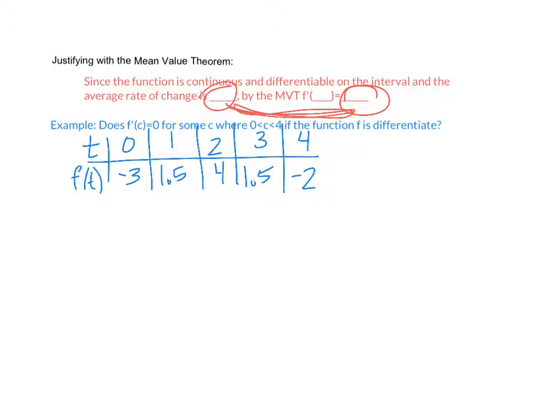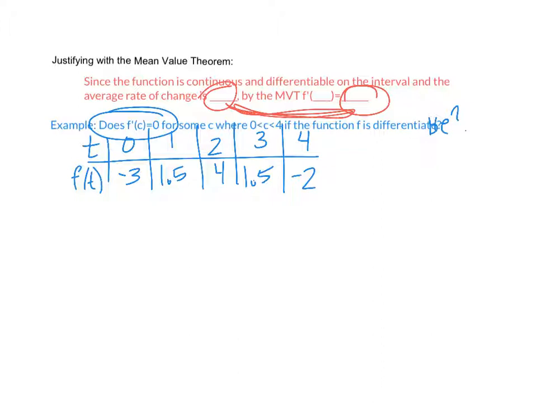So let's do an example. Here's my example. Does f prime of c equal 0 for some c, where c is between 0 and 4, if the function f is differentiable? Okay, so I have this table here. I'm looking at the interval from 0 to 4, so I'm looking at the whole thing. I want to know, does f prime of c ever equal 0? Which means I'm trying to see, does the average rate of change ever equal 0?